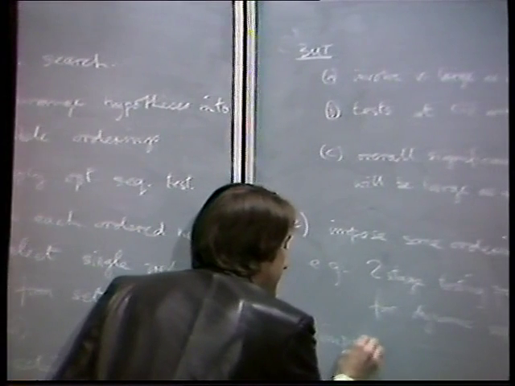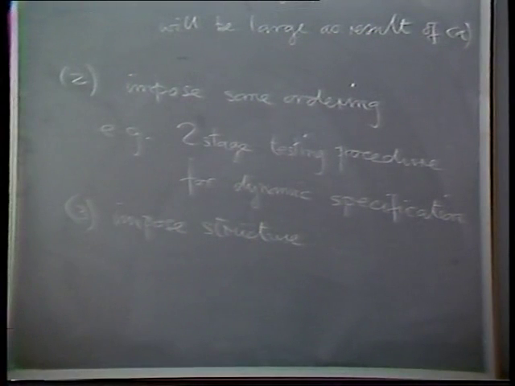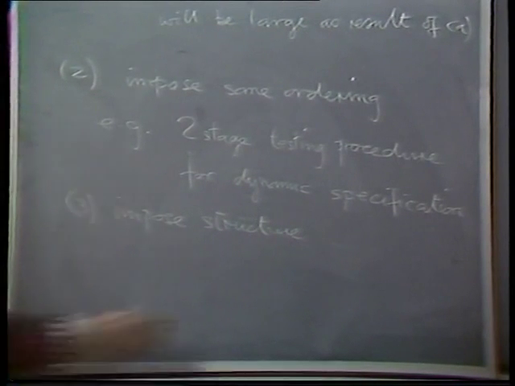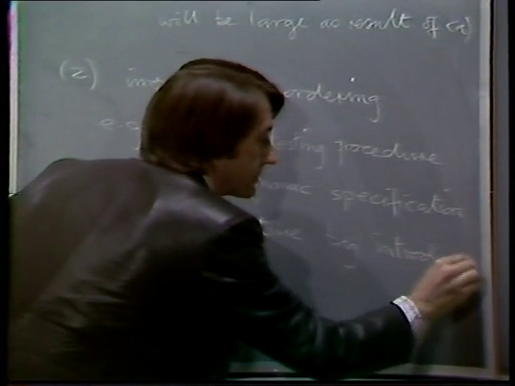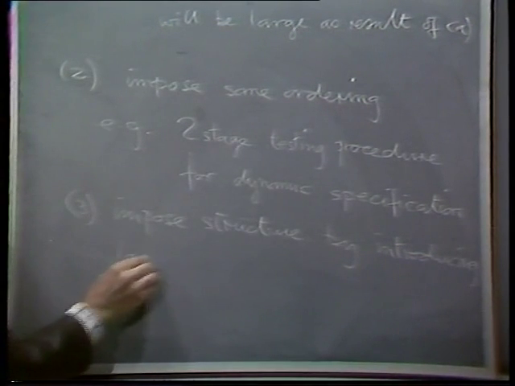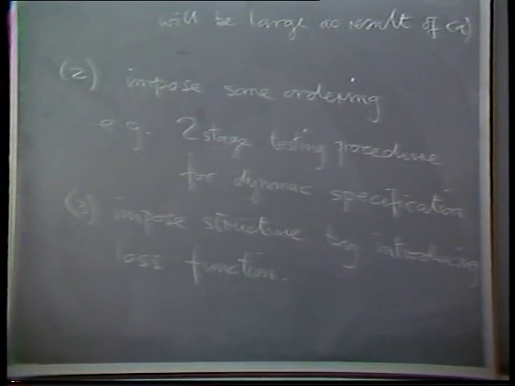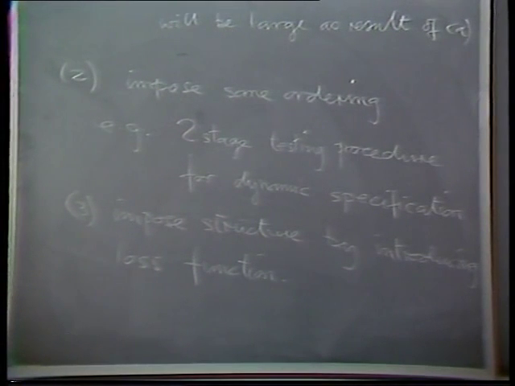Thirdly, impose structure on the problem as opposed to imposing ordering on the hypotheses by introducing an explicit loss function. And so 3 is saying, accept the fact that you have a multiple decision problem. Therefore, define your loss function and find a procedure which is going to minimize the risk for your specified loss function.